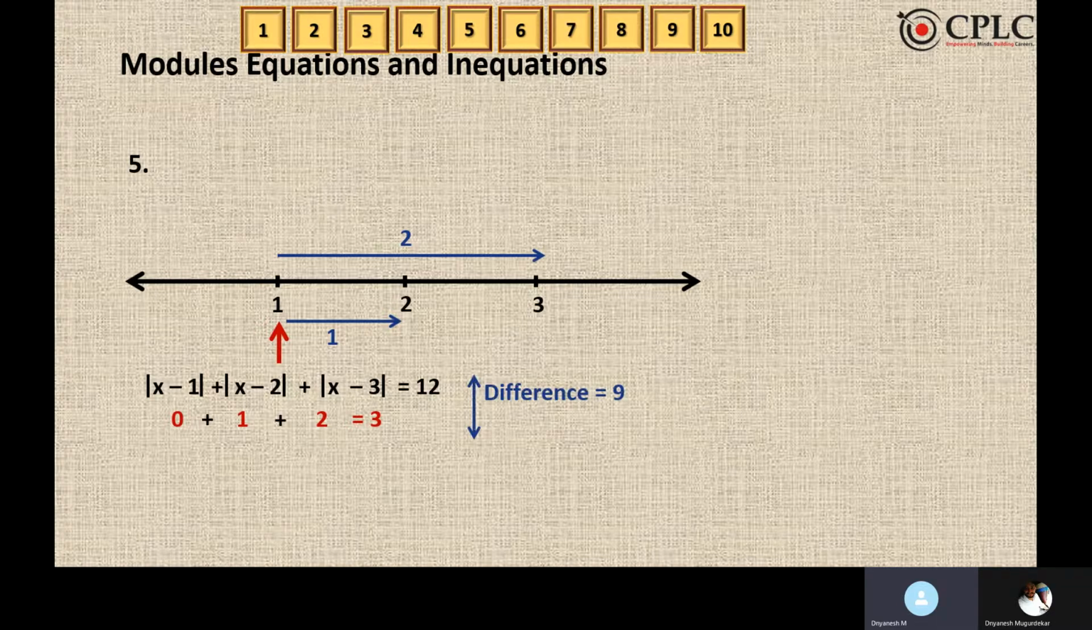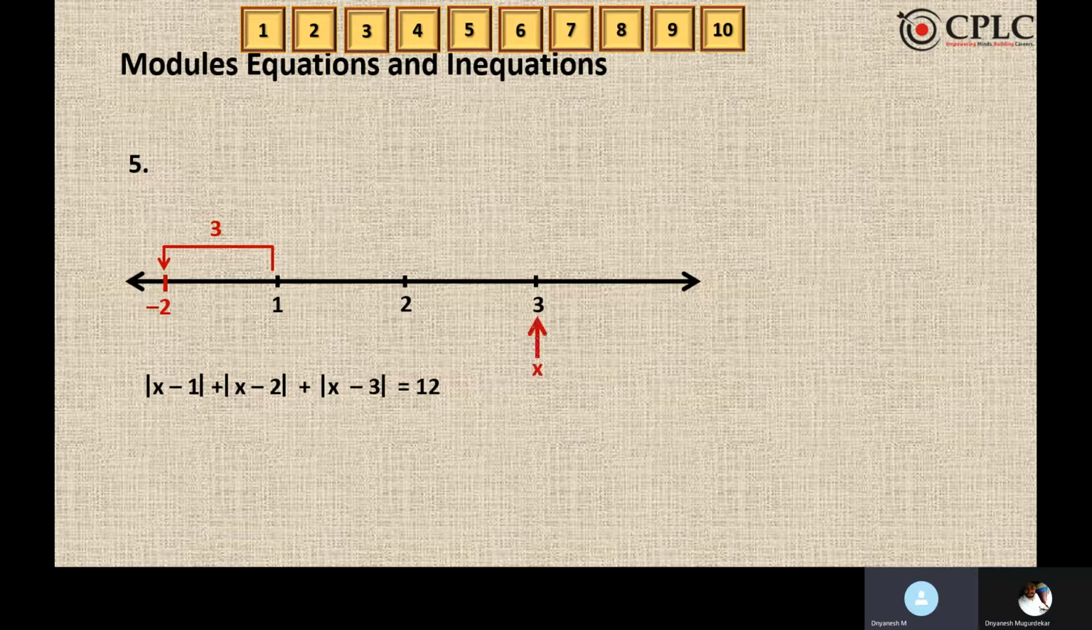Again, you take the difference, which is 9, between 12 and 3, and divide by the number of modulus. When you divide, what you get is 3. So from that point you go 3 units behind. From 1 we go 3 units behind and we get -2 as the answer. The same process has to be repeated for the other extreme point, which is 3. Substitute 3 in the original equation. When you do that, again you end up getting the value 3.